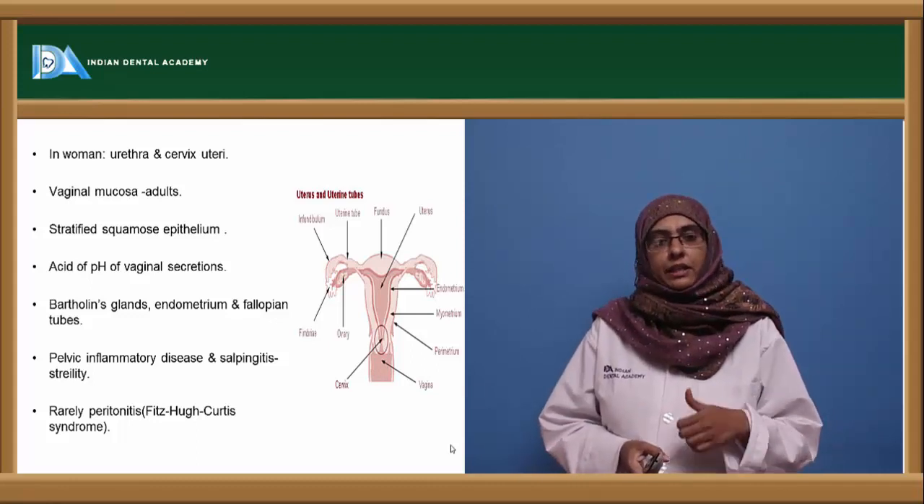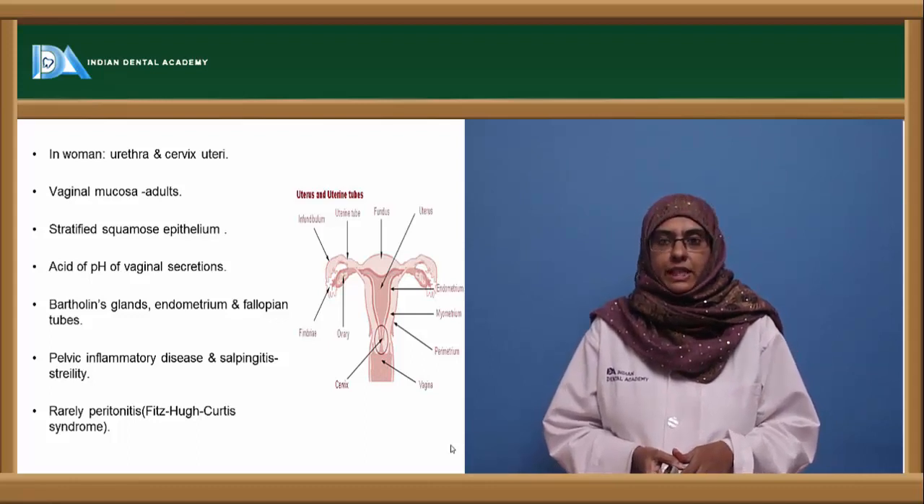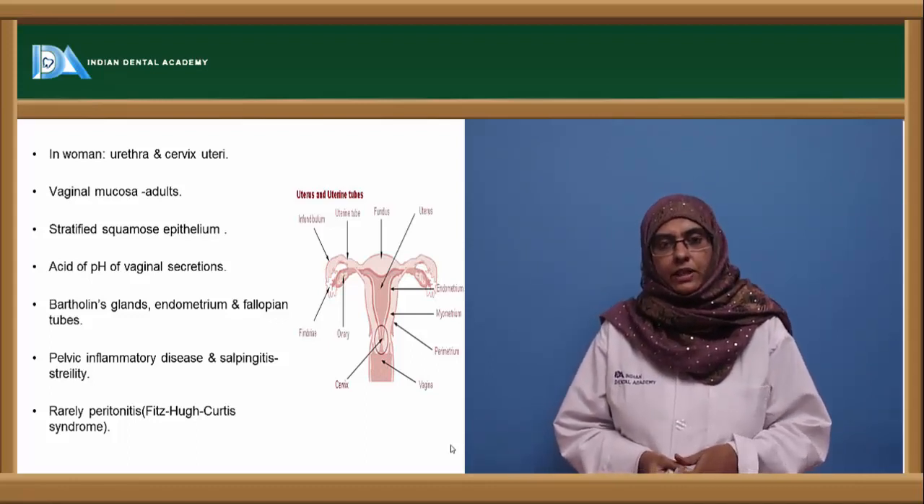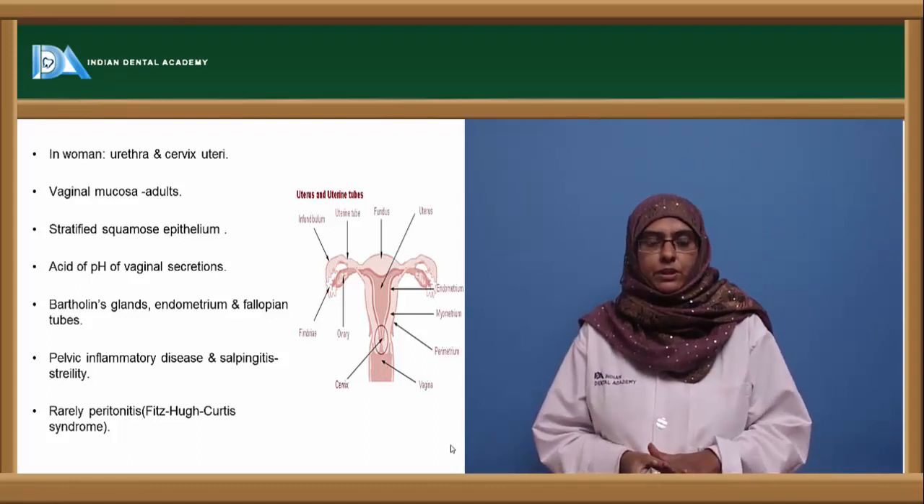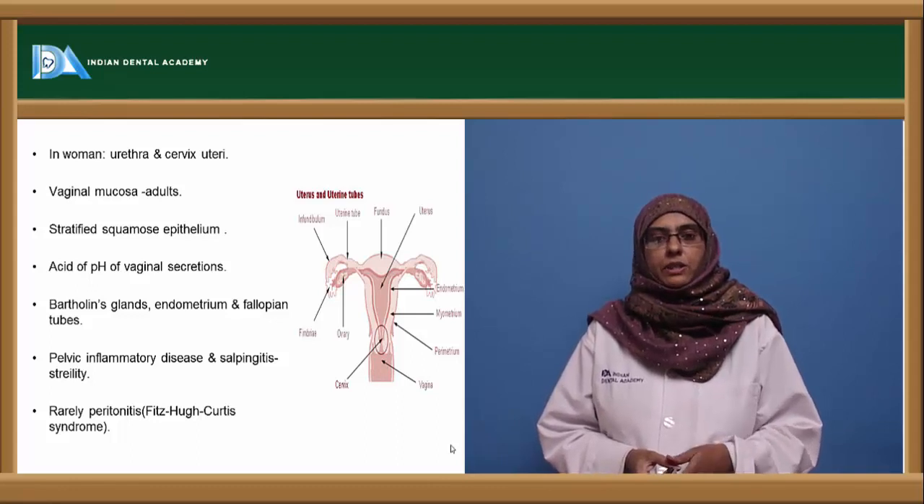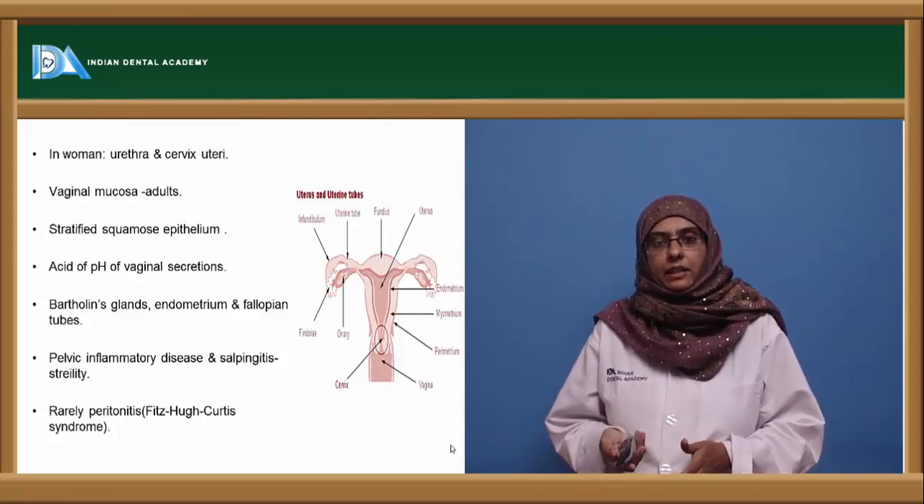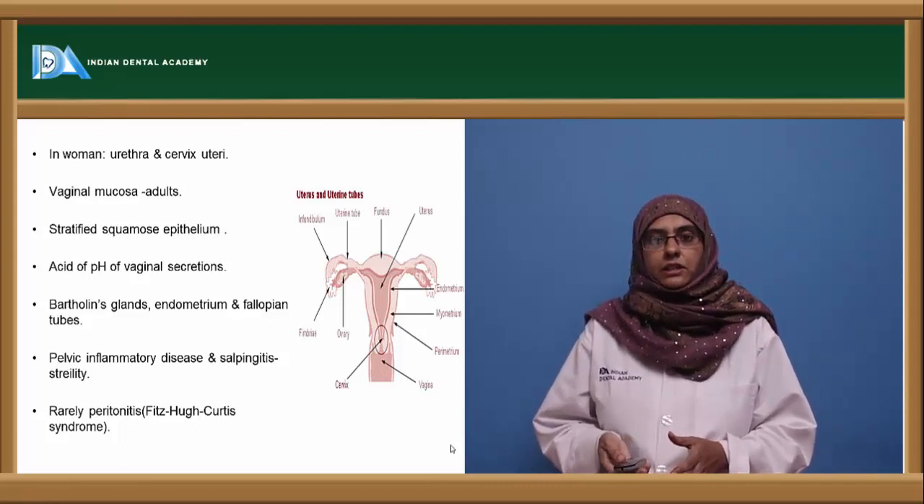but in younger females, they are able to cause a disease called vulvovaginitis, and the infection can spread to the Bartholin's glands, endometrium and fallopian tubes, and sterility can take place if the infection spreads to pelvic inflammatory disease and salpingitis. Rarely it causes perihepatitis, which is called Fitz-Hugh-Curtis syndrome.